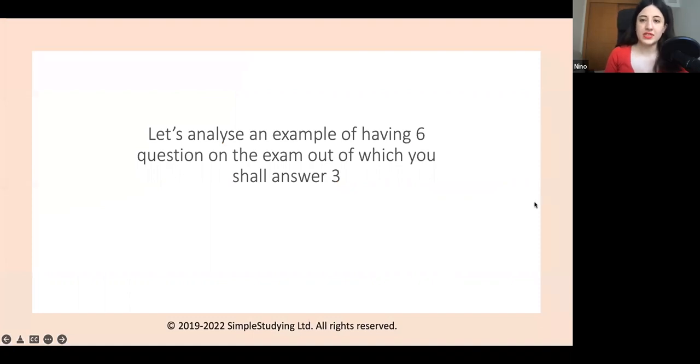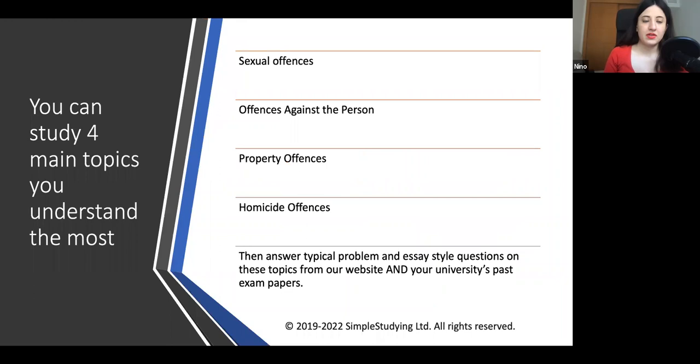We can analyze today an example of having a set of 6 questions on the exam, out of which you shall answer 3. These are very common topics that usually come up either as a problem or an essay question. Sexual offenses, offenses against the person, property offenses, homicide offenses. Firstly, sexual offenses most commonly come up as a problem question on criminal law exams.